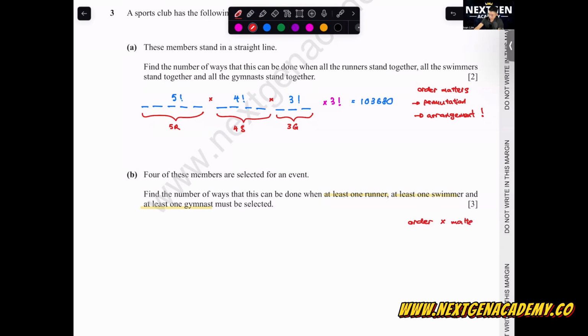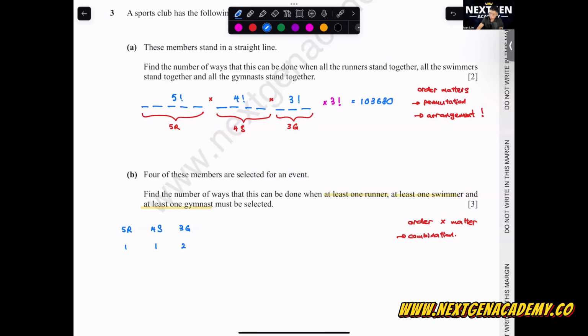So if it doesn't matter, we will use combination. As long as they are in the group, it doesn't matter how you choose them. Originally we have 5 runners, 4 swimmers, and 3 gymnasts. You have to write down all the possible combinations of how many of them you can select. The criteria is at least one of each of them.